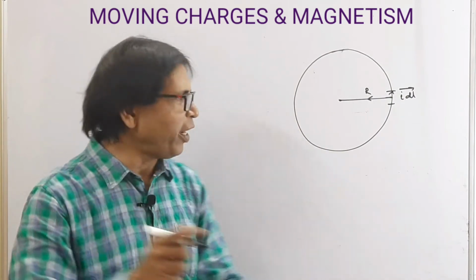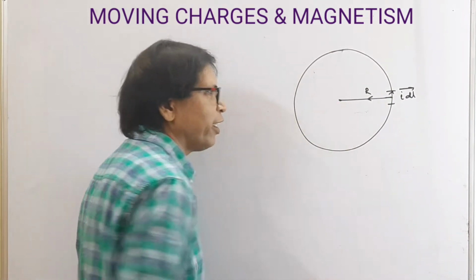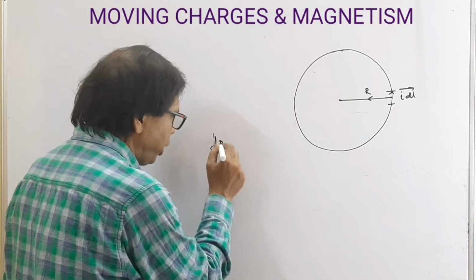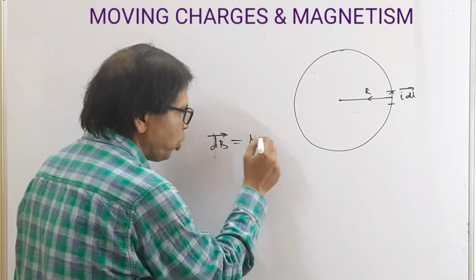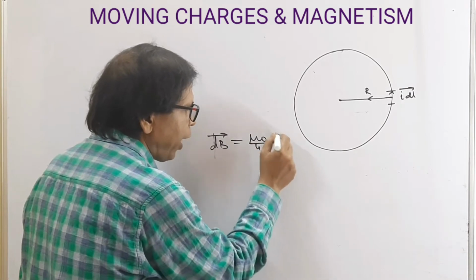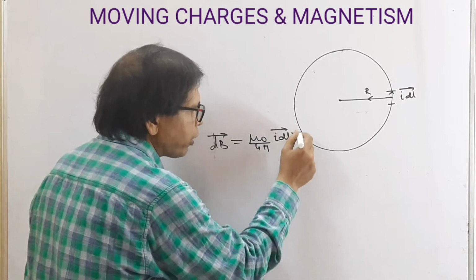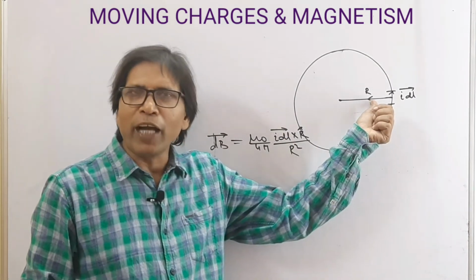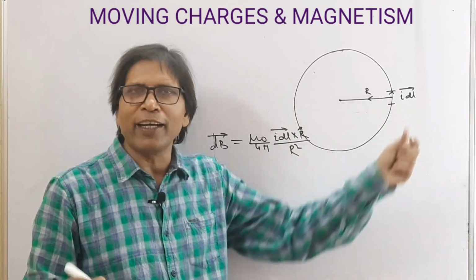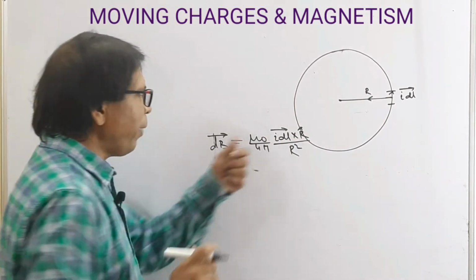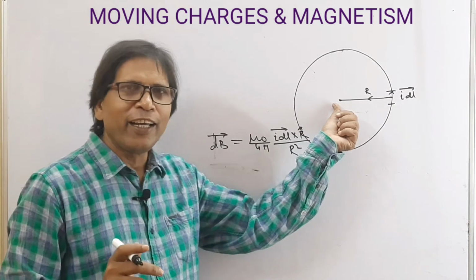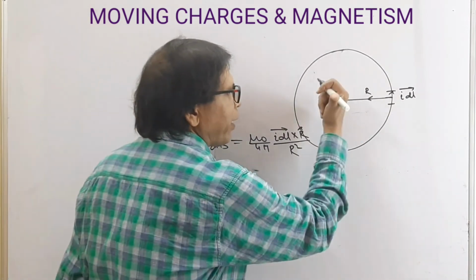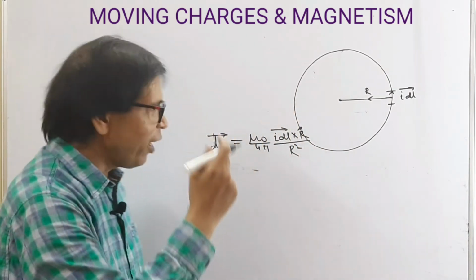We have to calculate the magnetic field at the center. According to Biot-Savart's law, the magnetic field at the center, dB vector, equals mu naught by 4 pi, Idl vector cross r cap divided by r square. Here the angle between r vector and Idl vector is 90 degrees. The magnetic field at the center is perpendicular to the plane of the board and directed outwardly. Okay.